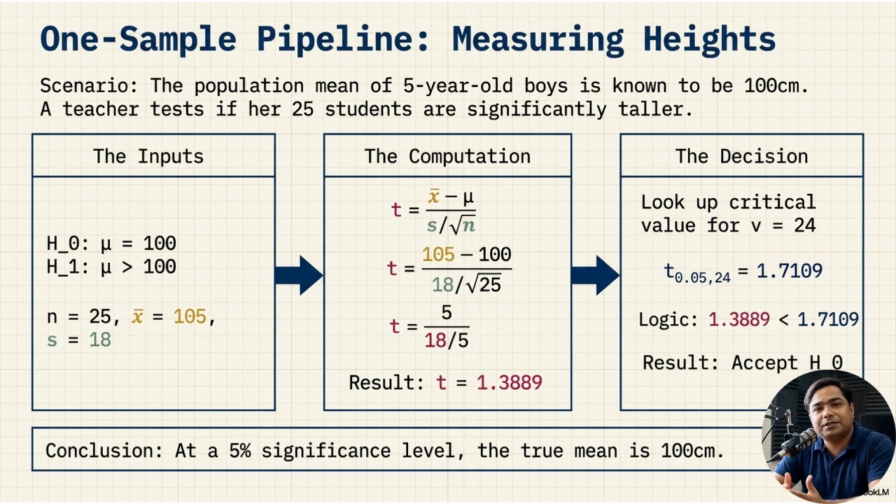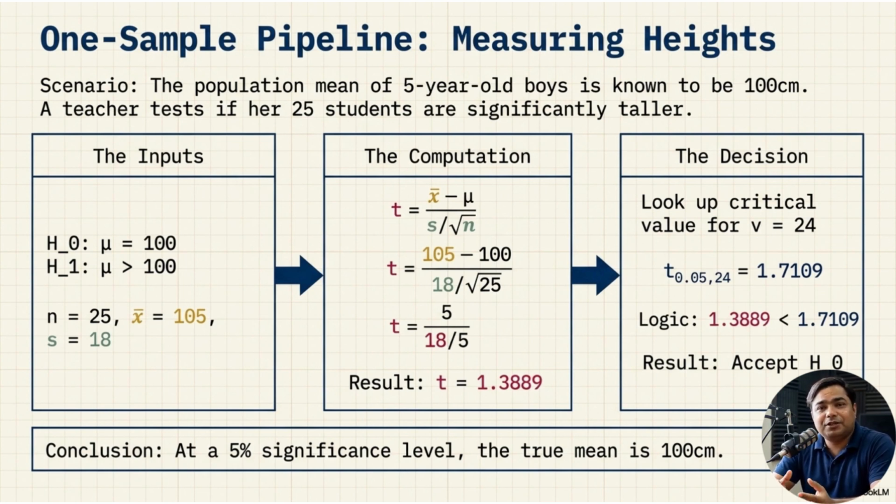The difference between sample mean and population mean is 105 minus 100, which equals 5. The standard error is 18 divided by the square root of 25. The square root of 25 is 5. So the standard error is 18 divided by 5, which equals 3.6. Now the t value is 5 divided by 3.6, which gives approximately 1.3889.